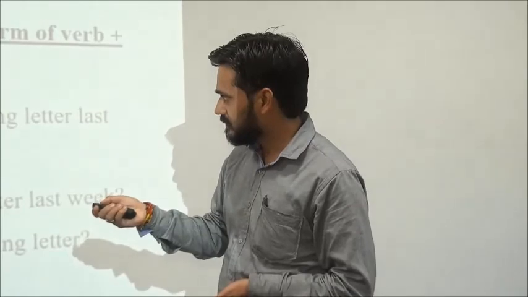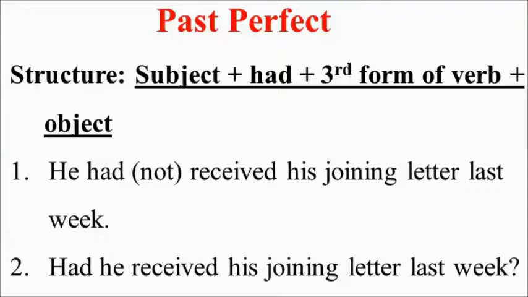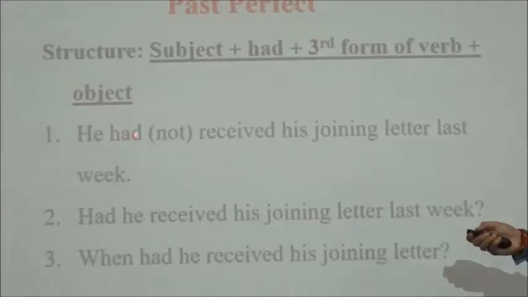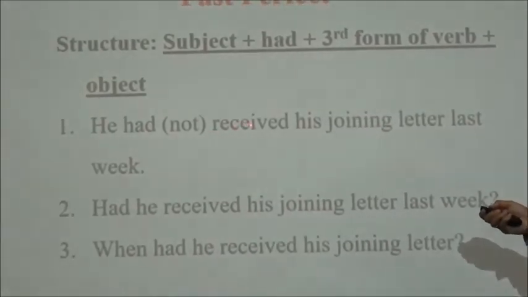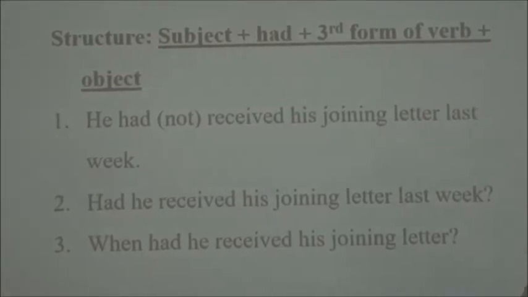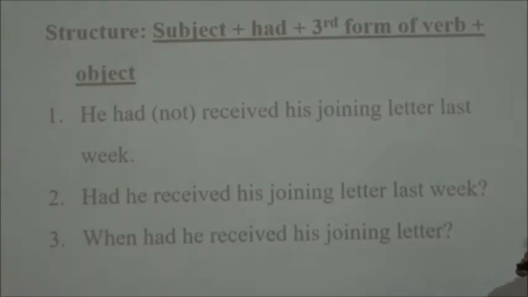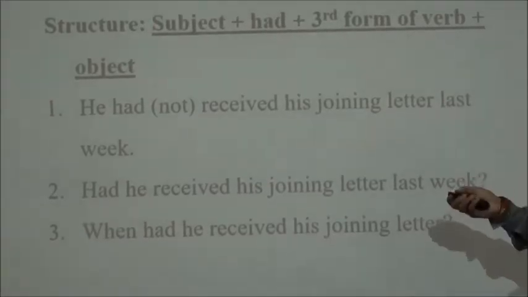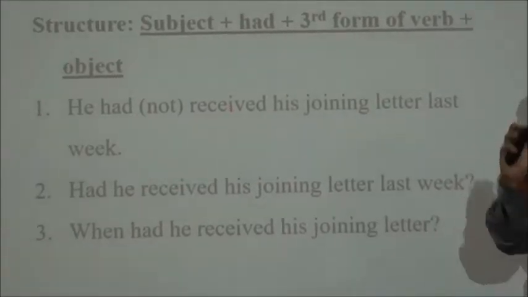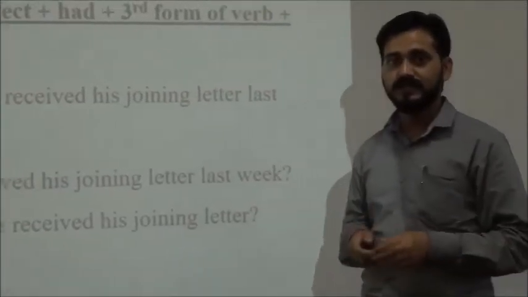Now look at this sentence. He had received his joining letter last week. Now he is the subject, had is the helping verb, received is the main verb and third form of receive, and his joining letter is the object, and last week is the timing. So following the proper set of rules, that is subject, had, third form of the verb, object and the time, you can mention a past thing that is completed.